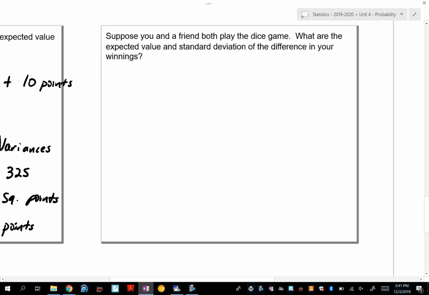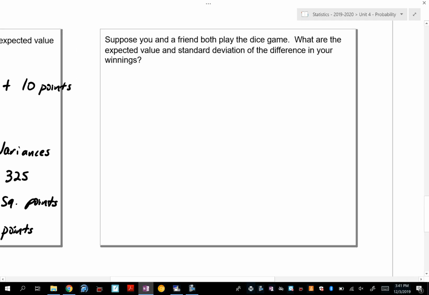Okay, I'm going to do the next one. One more, and then we'll play Greedy Pig. Now it says you and a friend are playing the game. What are the expected value and the standard deviation of the difference?